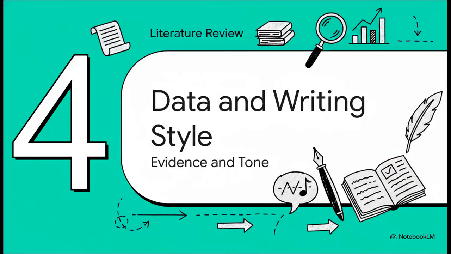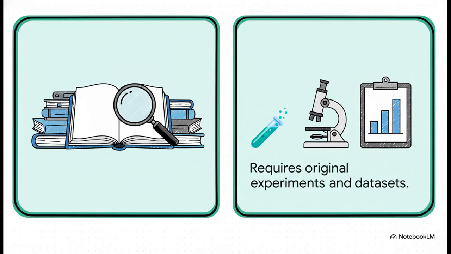Let's slide into Section 4, Data and Writing Style. Let's see how the evidence and your tone of voice shift. The evidence requirements here are literally night and day. A lit review generally contains almost zero original experimental data. The data is the body of published papers you're reviewing, maybe visualized through survey stats or conceptual frameworks. But a technical paper, that absolutely demands original experiments. You've got to bring the data sets, the simulations, the implementation details, and rigorous quantitative evaluation to actually prove your new method works.